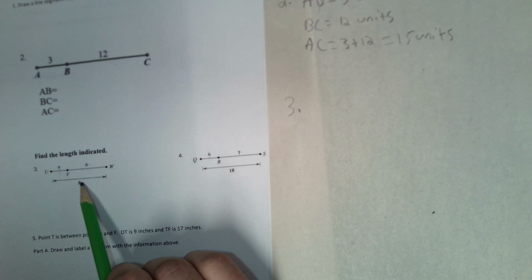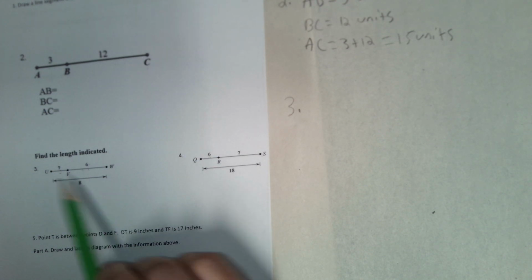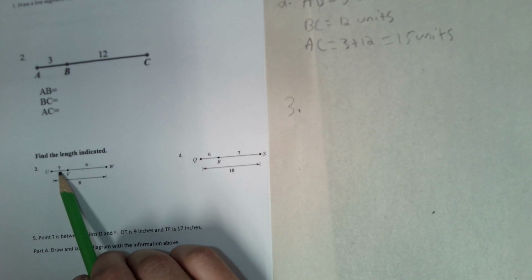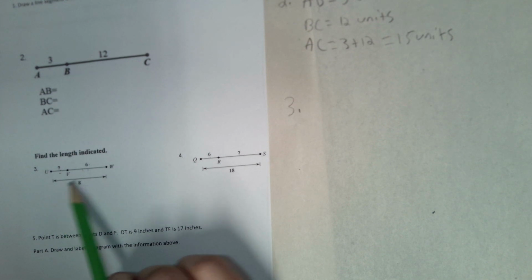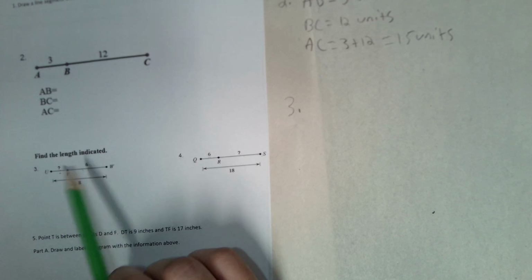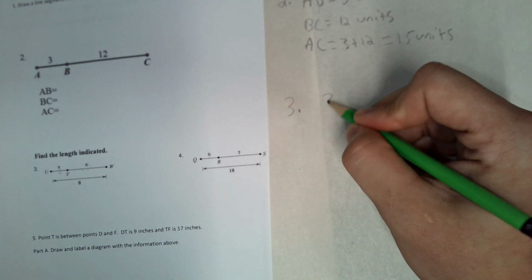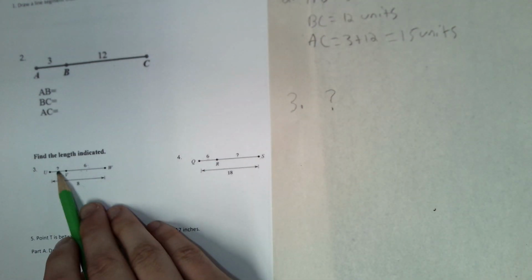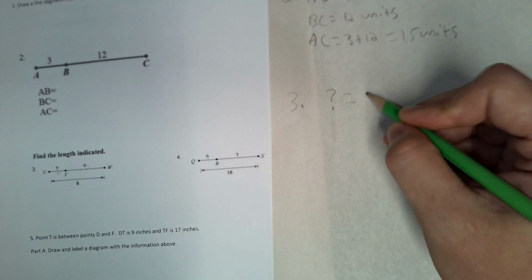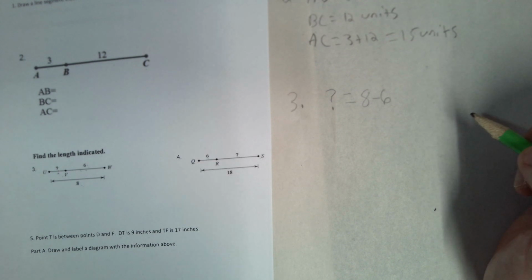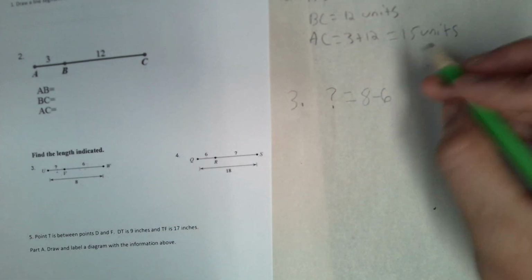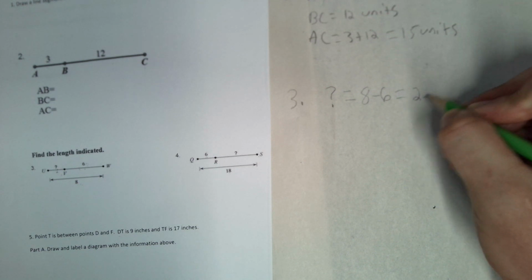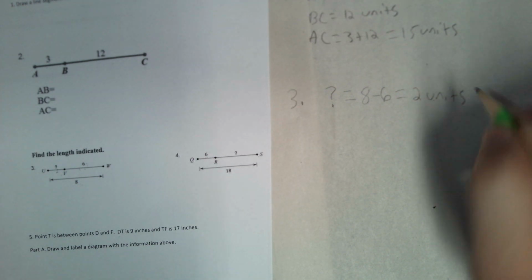So I'm not going to add these two together, because that's teeny tiny. I'm actually going to have to subtract these two: the whole thing minus the piece that I know. So for number 3, we'll have the question mark, which I'm trying to find, equals 8 minus 6. That's an 8, that's a 6, which equals 2 units.